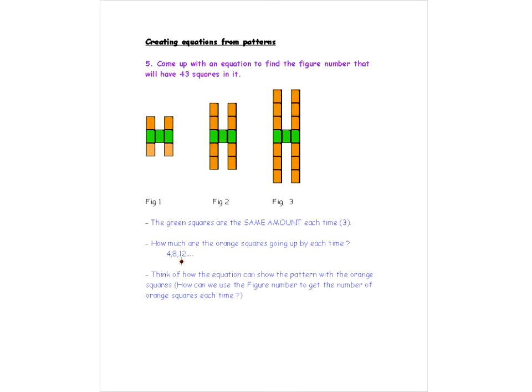So when we're coming up with an equation to find the total number of green squares and orange squares, somehow we're going to have to relate 4, 8, and 12 to the figure number. We're going to have to take the figure number, such as figure number 1. What do we do to that to get the number 4? What do we do to figure number 2 to get 8? Okay, so how can we use the figure number to help us find the number of orange squares each time? That's something we have to think about.